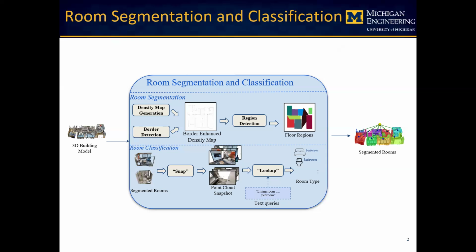In the snap module, cameras are positioned evenly on an ellipse-shaped trajectory facing the center of the room and snapshot the room from different positions. In the lookup module, we associate each room with open vocabulary embeddings extracted from K-representative CLIP features. Then, argmax and majority voting are applied to get the type for each room.